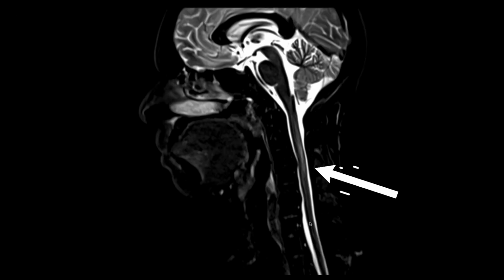T2 fat sat images for evaluating the hyperintensity. Here you can appreciate the posterior cord hyperintensity, which is slightly extending anteriorly. However, the tectum and posterior pons middle are normal.